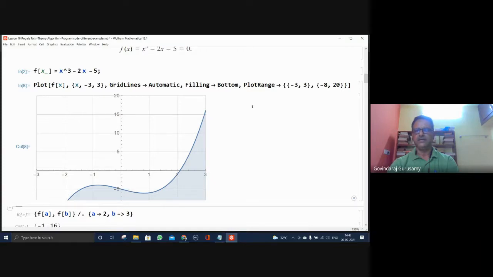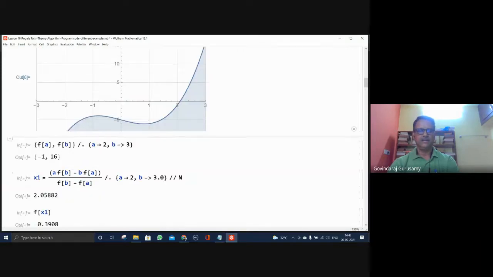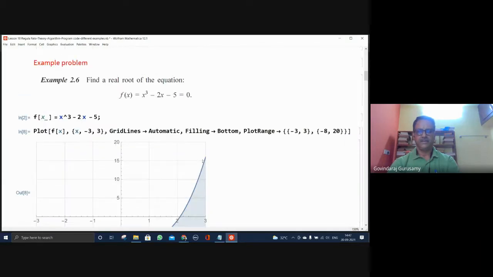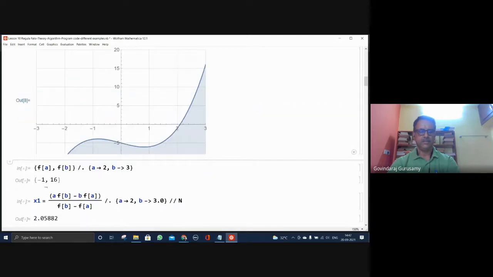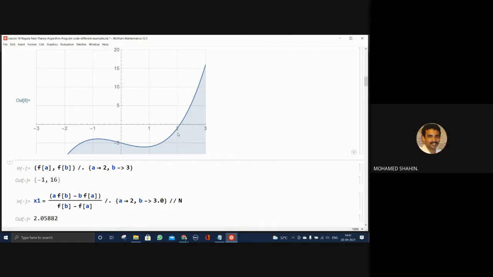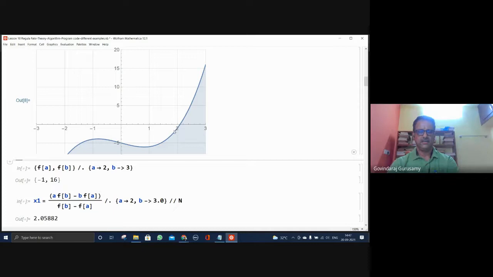This is 16. Then b equal to 3, it is y is equal to 16, and for 2, it is equal to minus 1. This is the minus 1, right? 2 and 3, correct? Agree? This is the minus 1 and this is the 16. Still you have any doubt?